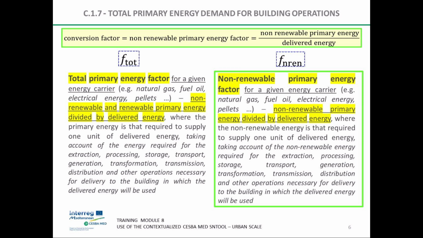In fact, the total energy for a given energy carrier is required to supply 1 unit of delivery energy, taking into account the energy required for the extraction, processing, storage, generation, transformation, transmission, distribution, and other operations necessary to deliver the energy into the building. This is very similar for the non-renewable energy.